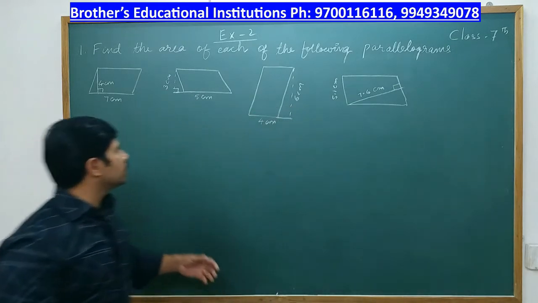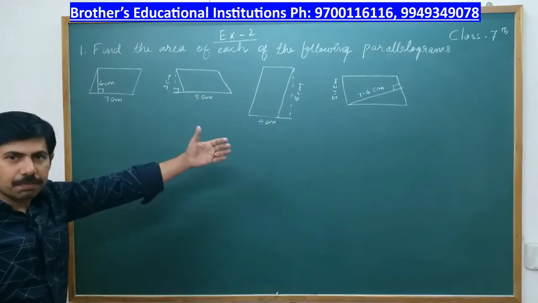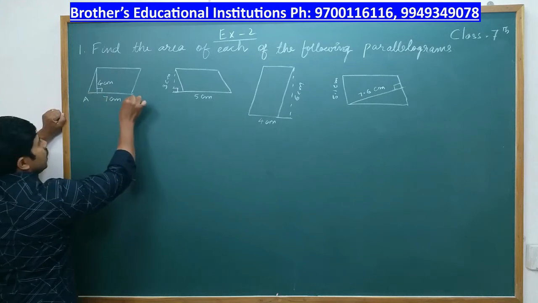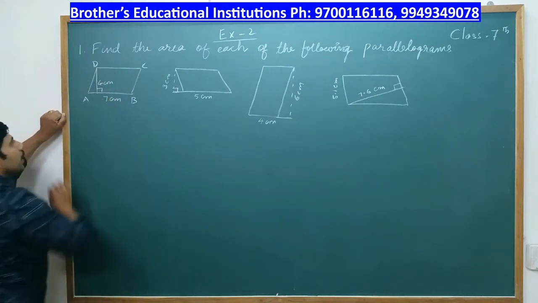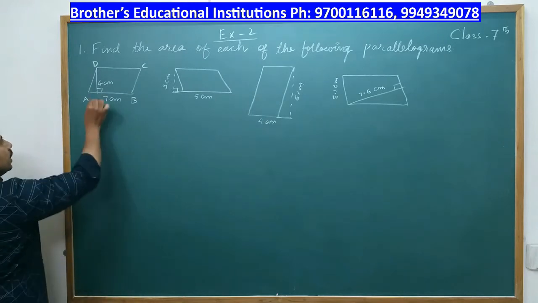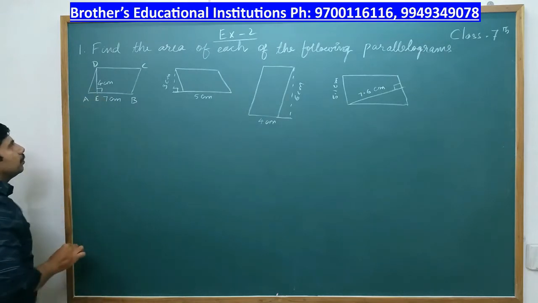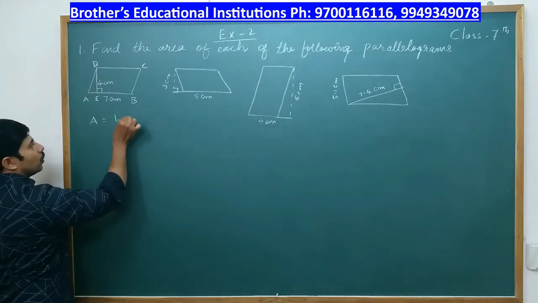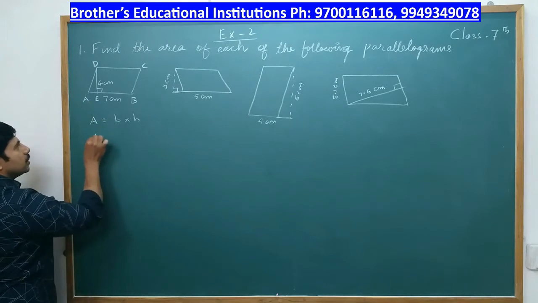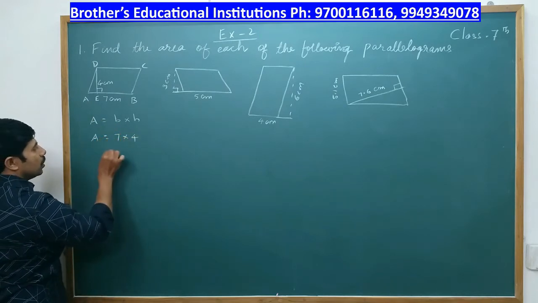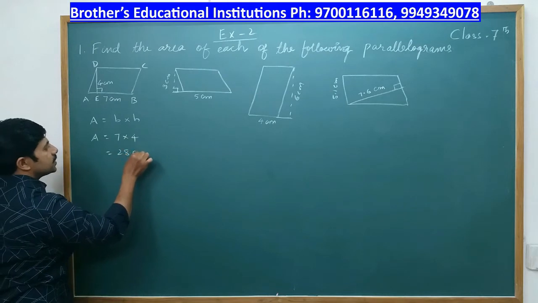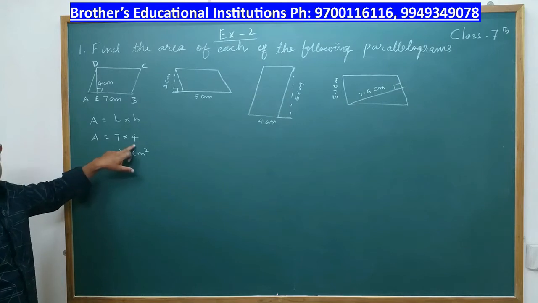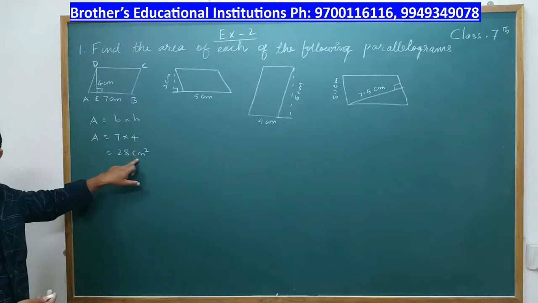So here we have some figures. We have to find the area of these parallelograms. Okay. So this is a base. Suppose we assume this ABCD as a parallelogram, AB is the base and DE is the altitude. D E is the height. So in this case, what is the area of the parallelogram? It is base into height. So base is 7, height is 4. So it is 28 centimeter square. Why centimeter square? Base is in centimeters, height is in centimeters. Centimeter into centimeter, centimeter square.